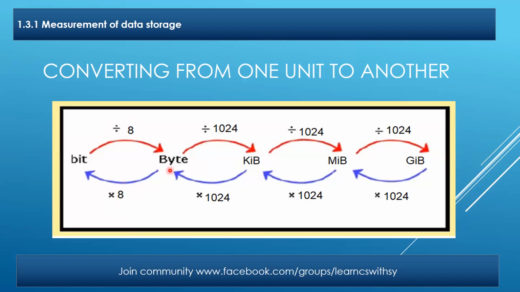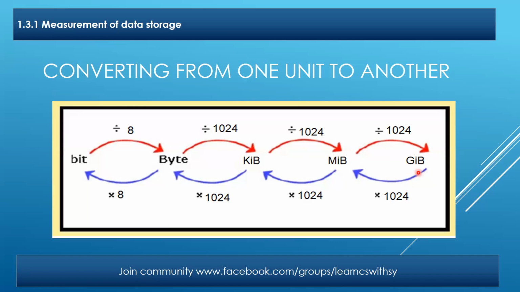But if you are moving from byte to kilobyte, you'll be dividing it by 1024. If you are moving from kilobyte to megabyte, you'll be dividing it by 1024. If you are moving from megabyte to gigabyte, again, you'll be dividing it by 1024. And again, it's the same thing. If you're moving from here to here, you'll be dividing it by 1024 into 1024. Any issues?